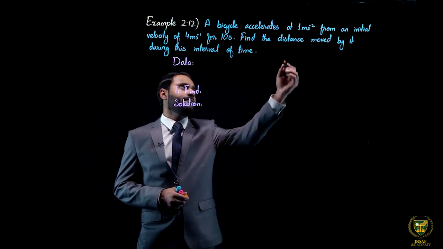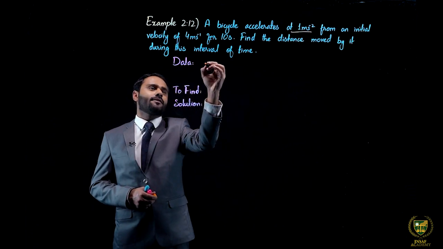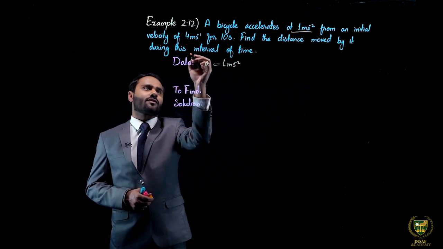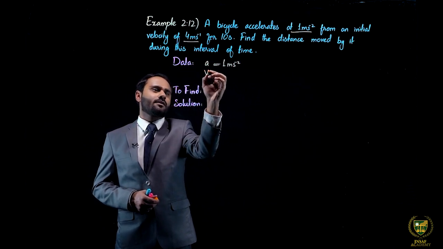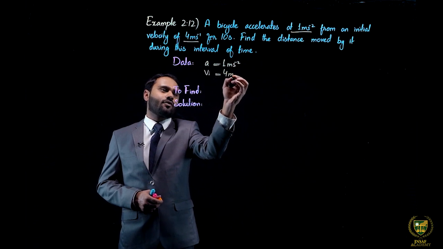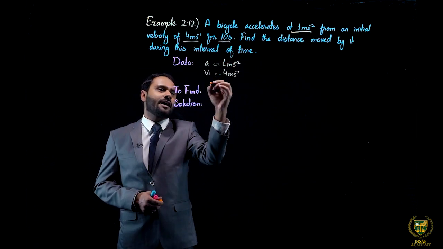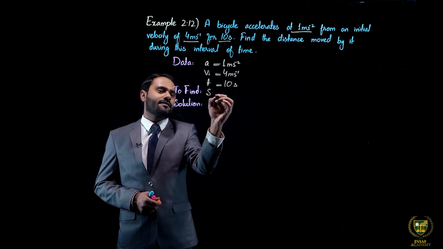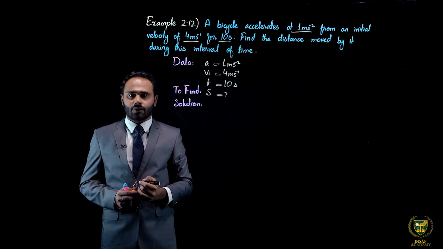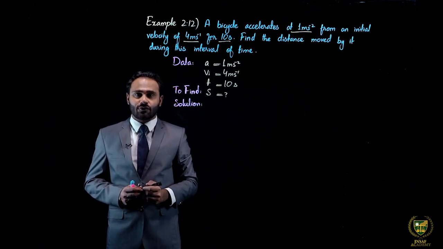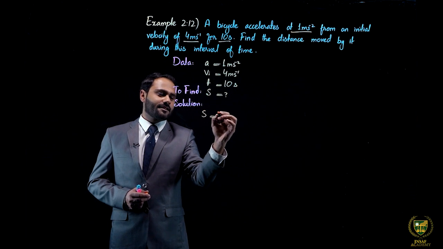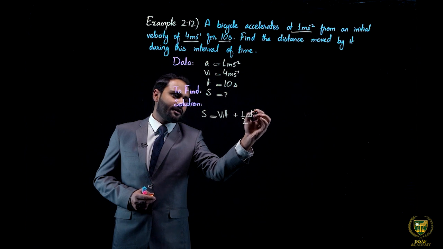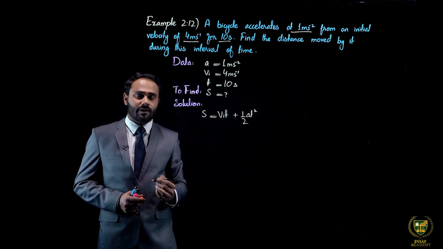We have the acceleration a, which is 1 meter per second square, the initial velocity Vi, which is 4 meter per second, and time t, which is 10 seconds. We have to find the distance moved, S. Now we know the second equation of motion, S is equal to Vit plus 1 over 2 At square. Now we just have to put the values in it.